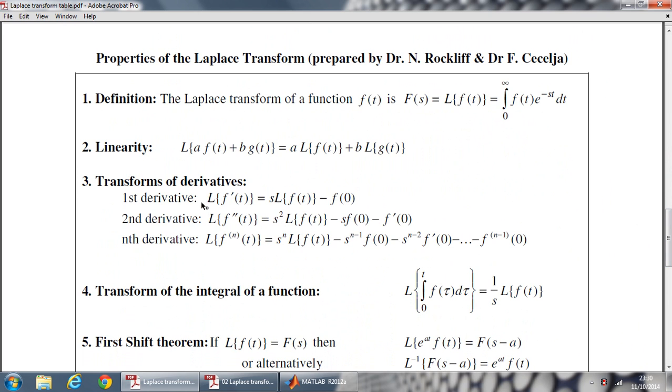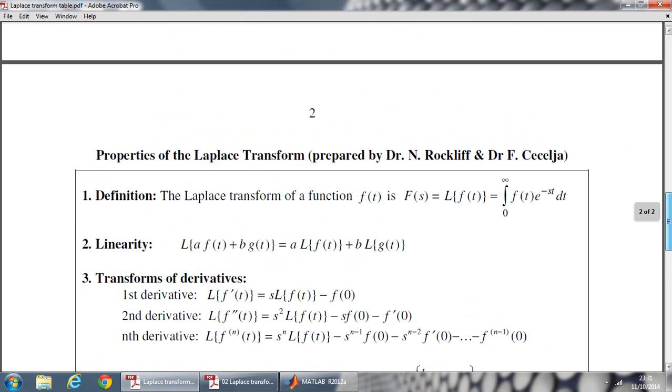Based on the transform of the derivative, we know that the Laplace transform of the first derivative is sL{f(t)} minus f(0). The second derivative is s squared L{f(t)} minus s f(0) minus f prime(0), where f(0) and f prime(0) are the first and second initial conditions.